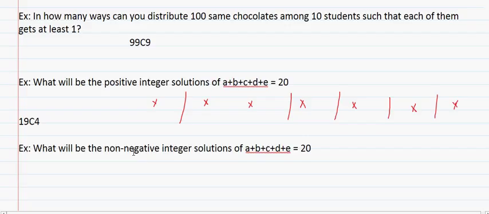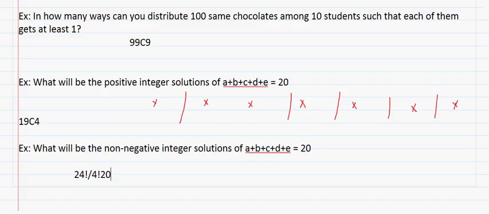The next question says non-negative integer, which means 0 is allowed, which means we have to do arrangement of 20 plus 4, 24 objects, which can be done in 24 factorial ways such that 4 are of one type and 20 are of another type, right? So this is done in 24 factorial divided by 4 factorial into 20 factorial, right? So this is how we do the distribution questions.